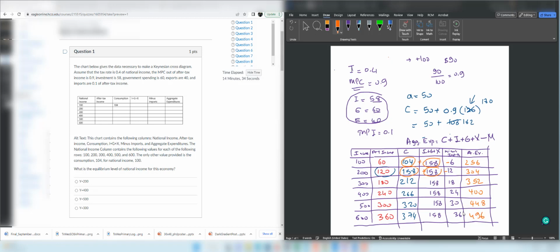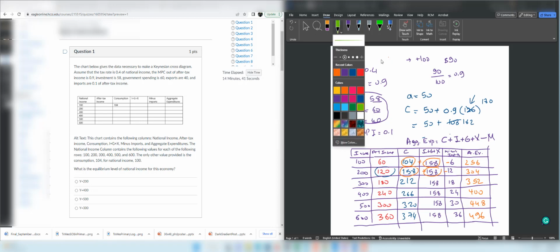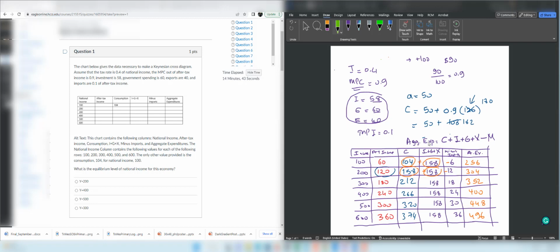496. And now the question is asking, what is the equilibrium level? Equilibrium level is equal to when your aggregate expenditures, okay, this aggregate expenditures we calculate, is equal to the GDP, which is the income. Here, aggregate expenditures equals to GDP when the income level is 400. So the right answer is the second option.